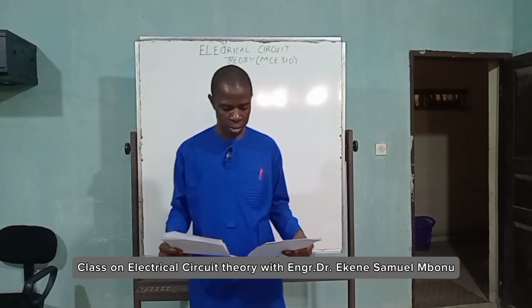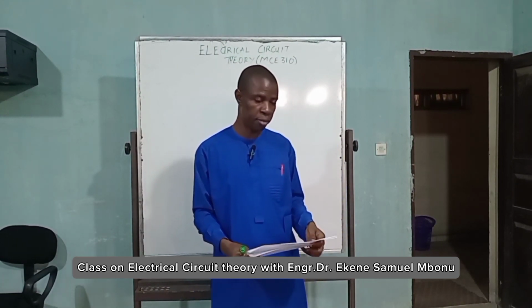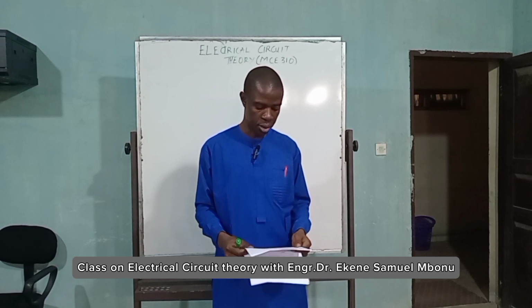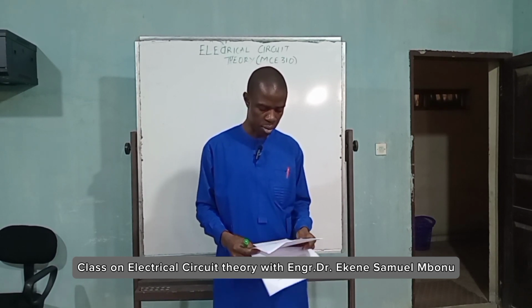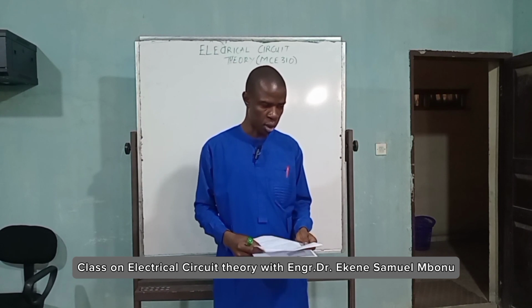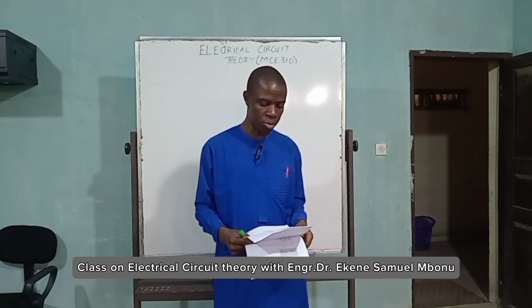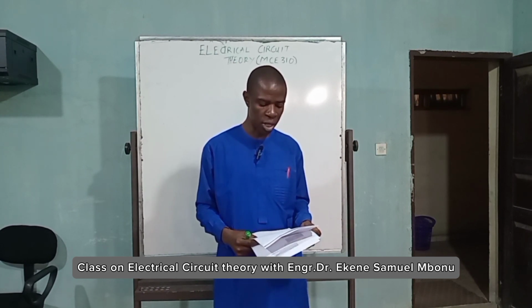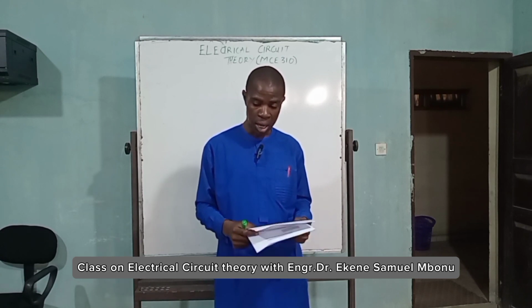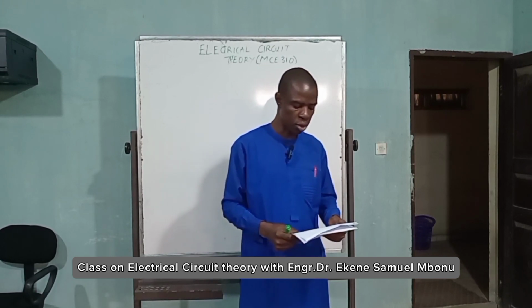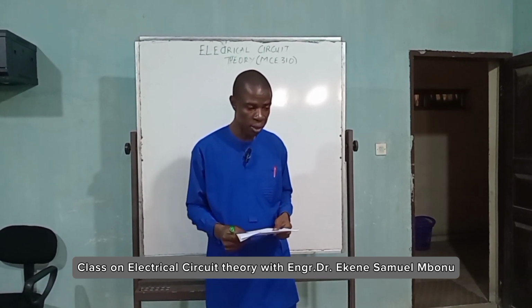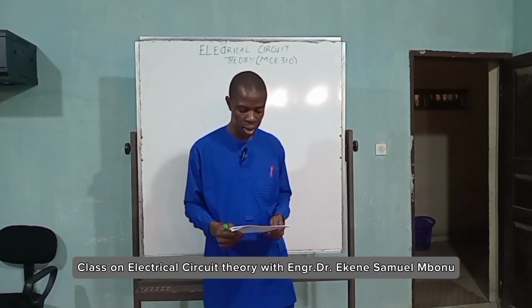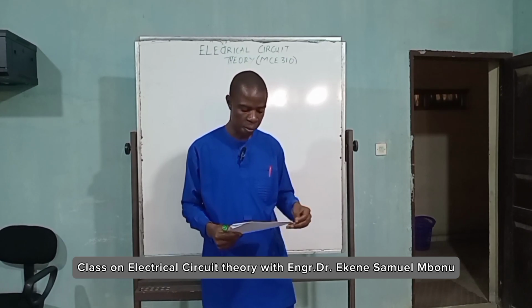Now, I've given you a course rep, the course objectives, and the course material. The textbook we'll be using is Electrical Circuit Theory and Technology by John Bird, the revised second edition.